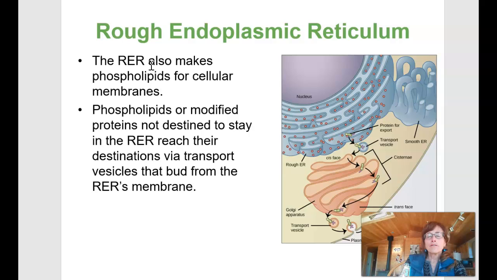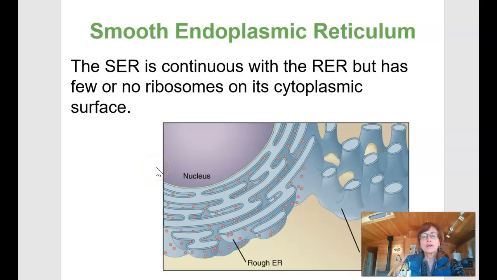Now the rough ER, you can see, RER is short for rough ER, is also involved with making these things we know of as phospholipids. And phospholipids are what make up all these membranes. So this is where the phospholipids, or some of the proteins, are made and modified, and then they're going to get transported to where they need to go. So we're going to take a look at transport in a minute.